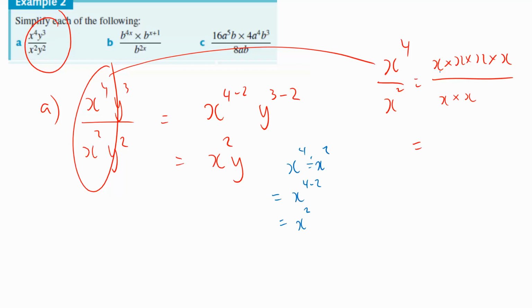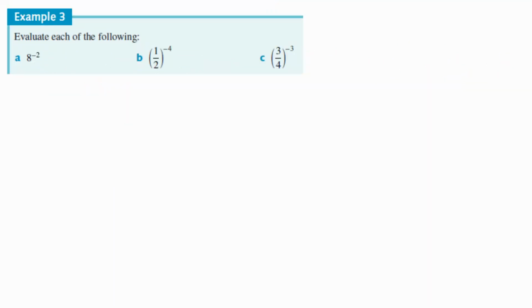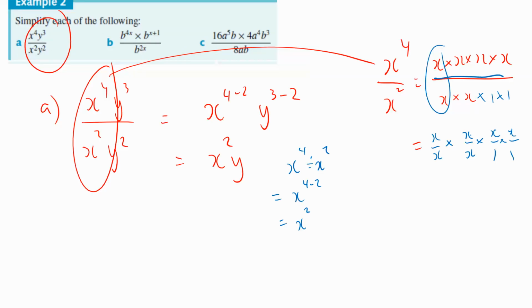Well, you have 4 on the top. When you divide, you can split up fractions here. This is the same thing as saying times 1 times 1. Now this is a fraction here. That's an x on an x multiplied to x on x again, multiplied to x over 1, multiplied to x over 1. See, I haven't changed anything. I've just expanded.